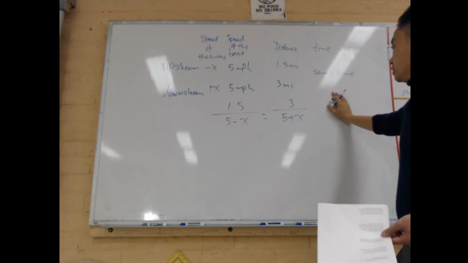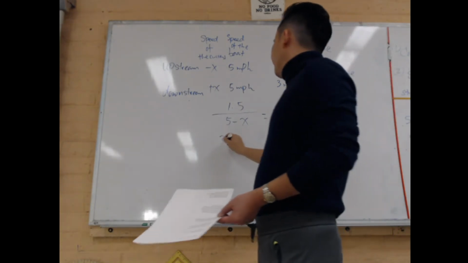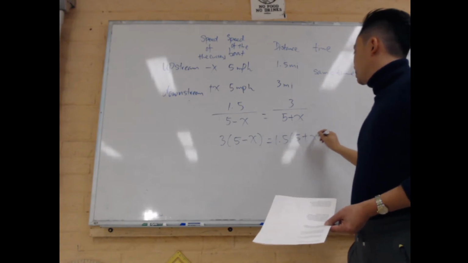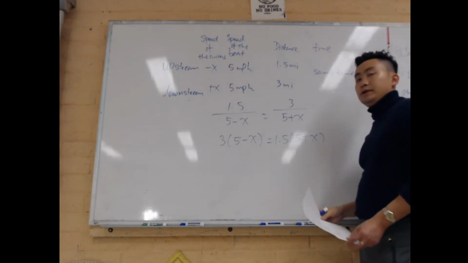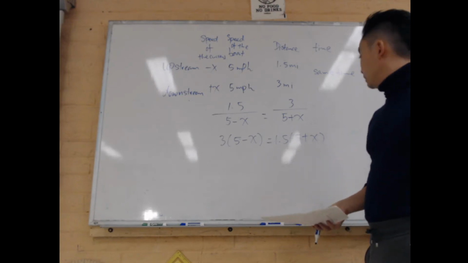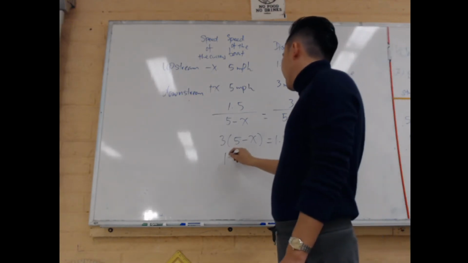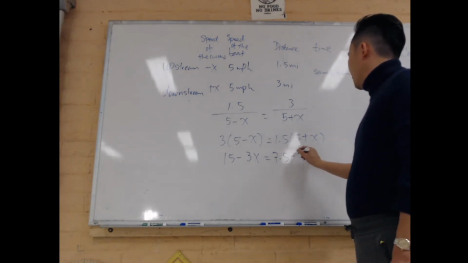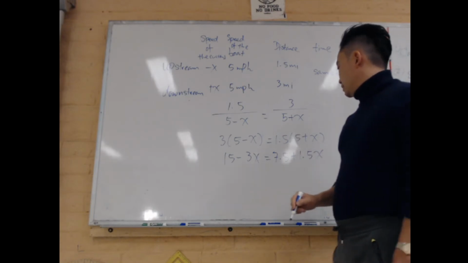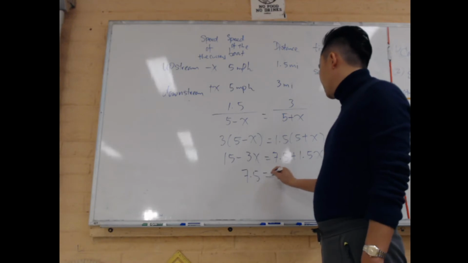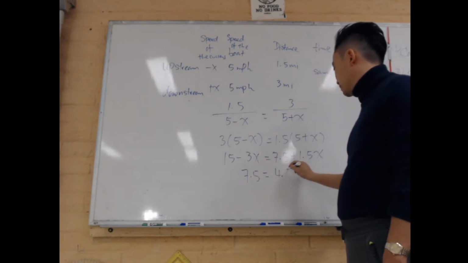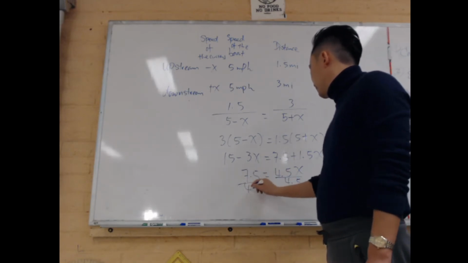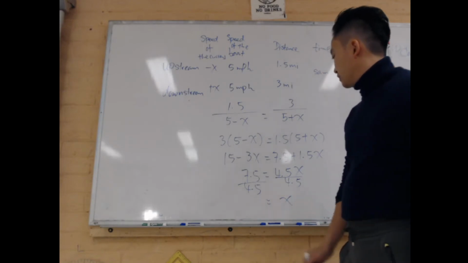Now what we can do here is cross multiply. So we get 3 times the quantity 5 minus x equals 1.5 times the quantity 5 plus x. Then distribute, so we get 15 minus 3x equals 1.5 times 5, which is 7.5, plus 1.5x. Subtract 7.5, so we have 7.5 equals 1.5x plus 3x, which is 4.5x. Then divide by 4.5 and solve for x.